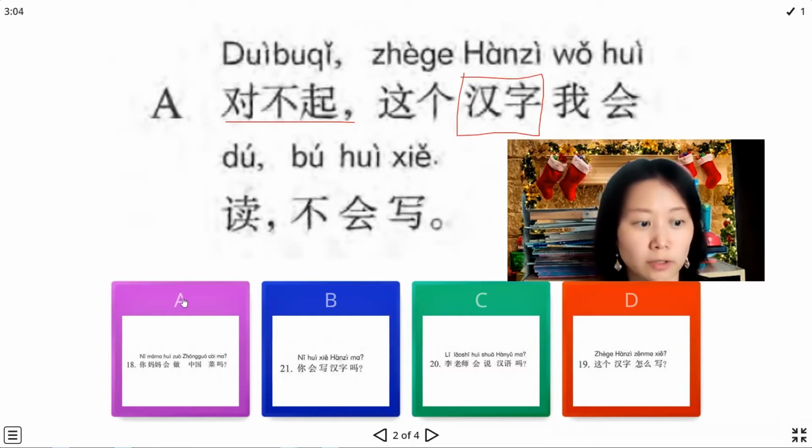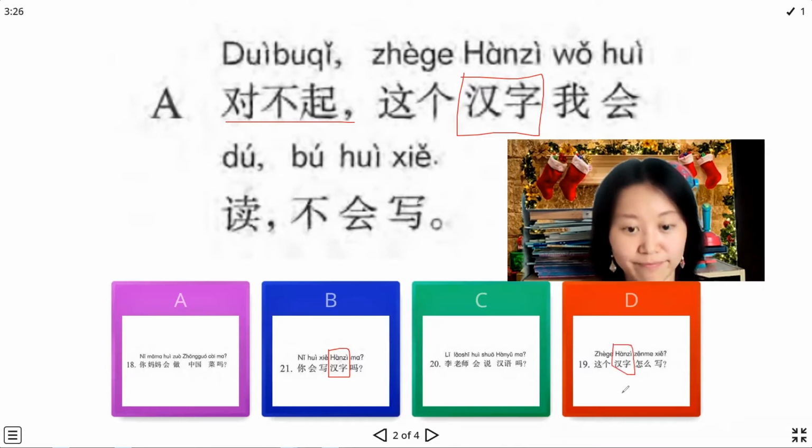We check the answers A, B, C, D. Which one talks about the same thing, the 汉字? B, 你会写汉字吗? Can you write a Chinese character? And also D, 这个汉字怎么写? B, 会写什么什么吗, is an ordinary question. We always use 会 and 不会, can or cannot, to answer. D, 这个汉字怎么写, how to write, is a special question. We cannot just say I can or I cannot. So the correct answer is D.